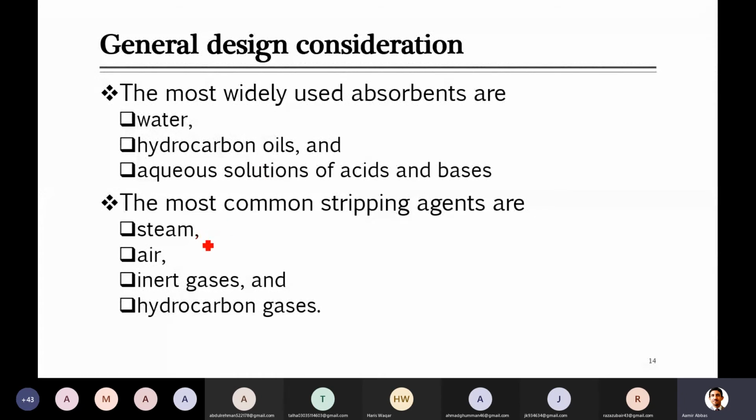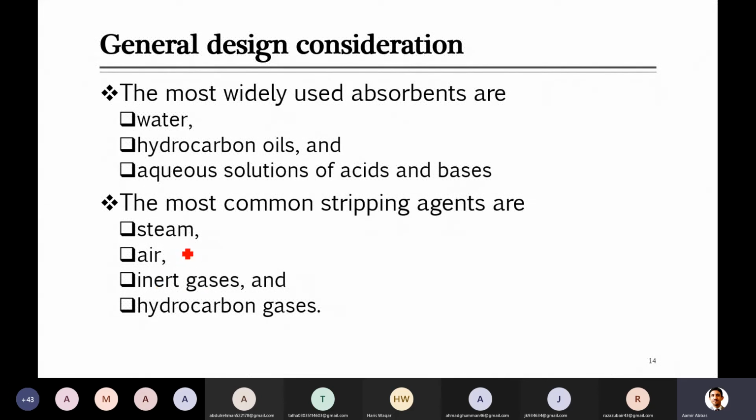Actually, steam has two advantages: it acts as a stripping agent as a gas, and at the same time steam will be at high temperature, so it will raise the temperature inside the stripping column, and that is helpful for us because at high temperature stripping of the components from liquid is easy. There can also be air.